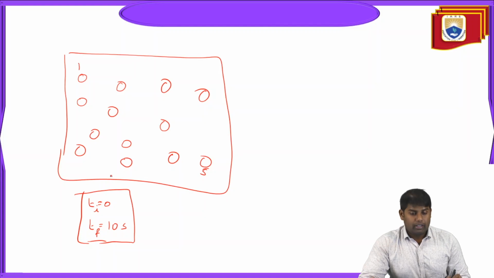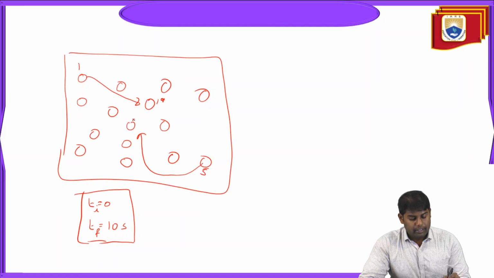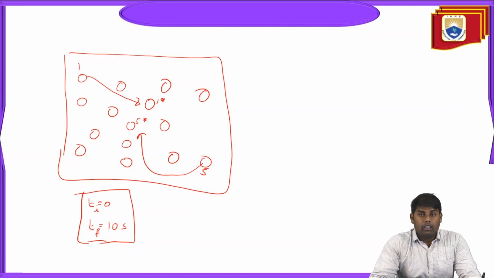After 1 second, this 1 will not remain here; it will go to this position, and a new position 1 star will come. This 5 will not be here; it will go somewhere here, and you'll get 5 star somewhere here. So what is the meaning here? With respect to time, the position of the fluid particle is changing. Here I have drawn only some fluid particles, but in reality there will be millions of trillions of fluid particles in the empty space.